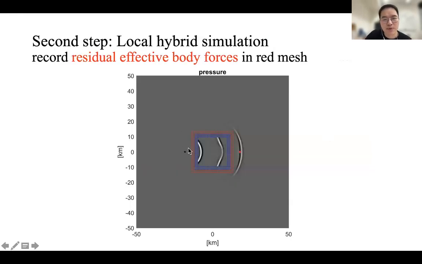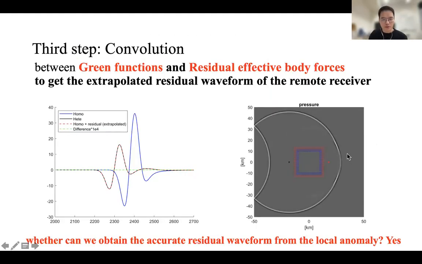And then the second step is we impose the recorded value from the source side, that means here in the blue elements. So that means we can do the simulation locally. I just show you an example: if there is a heterogeneity inside the box, there is some residual waveform going outside. This residual waveform will be recorded by the red elements. If the value in the red elements is convolved with the Green function just recorded, we can get the final waveforms.